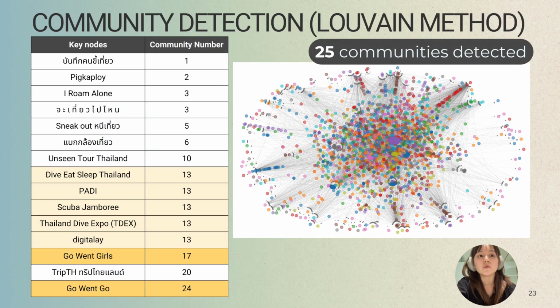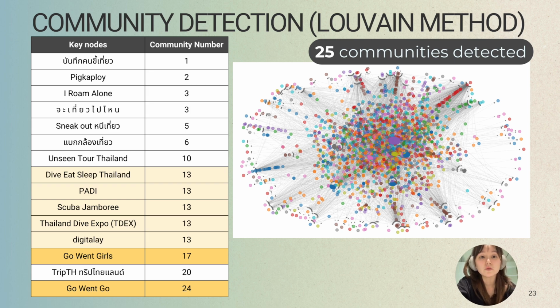We have also done community detection using the Wing method. Community detection is a powerful tool in network analysis. It helps us identify groups or clusters of nodes that are more densely connected to each other than to the rest of the network. If you look at the network graph on the right, as you can see there are 25 distinct communities in the network.